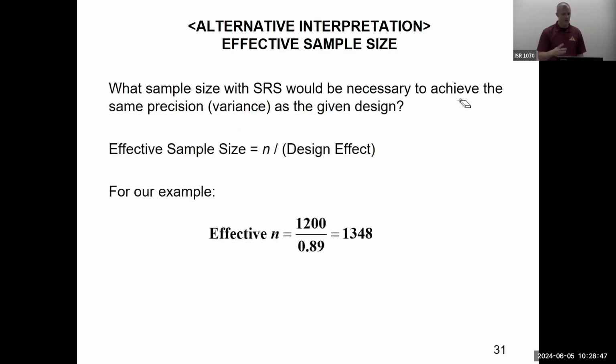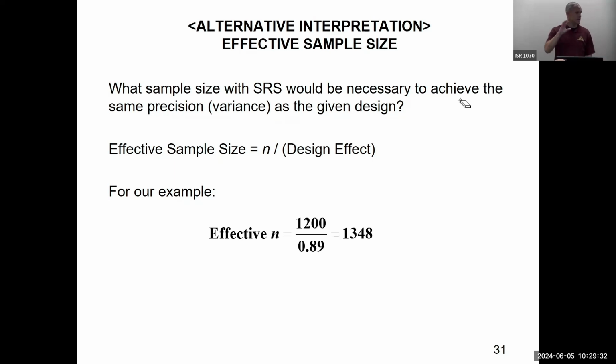Now, we talked about that idea of the effective sample size, which has a problem on the homework. The effective sample size is closely related to the design effect. The effective sample size tells you what would be the size of a simple random sample that would be necessary to achieve the same precision or the same variance as the given complex sample design. Very simple calculation: just take the actual size of your complex sample and divide it by the design effect. That gives you the size of a simple random sample that will give you the same variance as your actual complex sample.